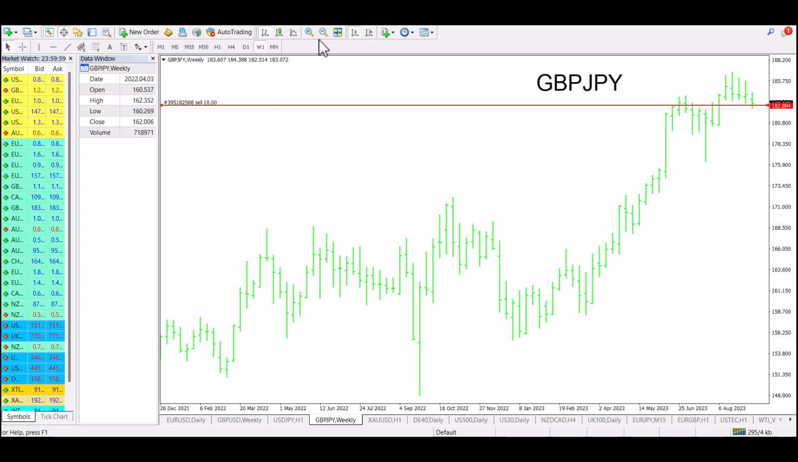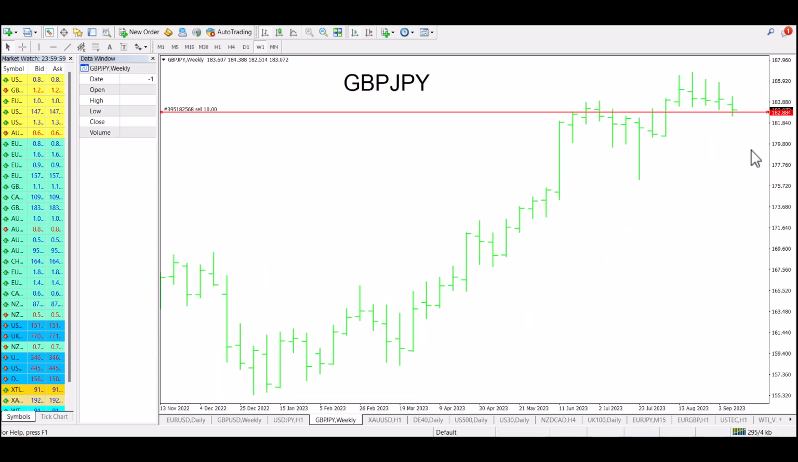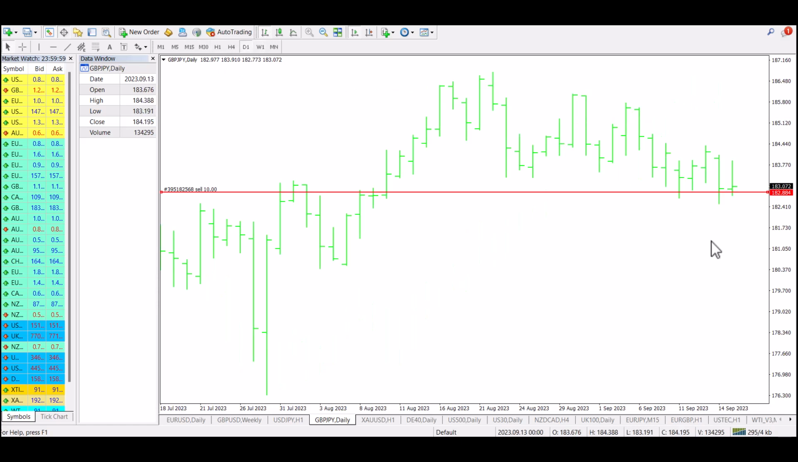Now, going back to looking at the weekly chart here, we've got a bearish weekly bar. You can see that we've broken through these previous highs that would have at one stage been resistance. That became support, and we've broken through that, and we've even closed below that. And then if we go to the daily chart, you can see what's happened.